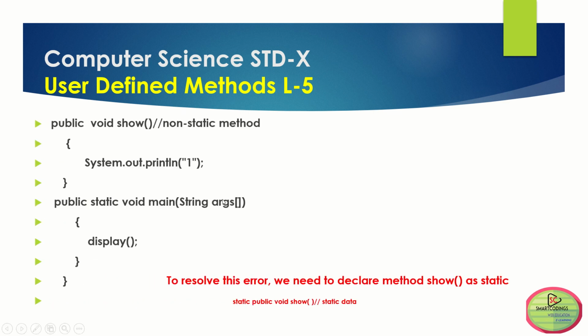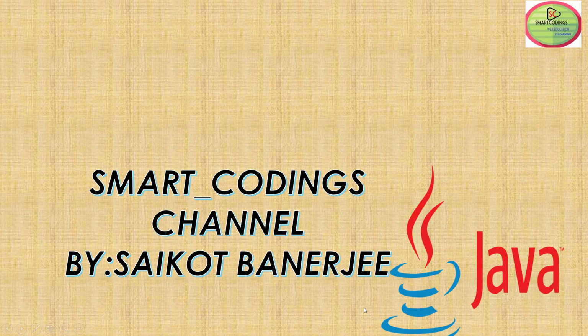So from the main method, I am calling this display. Display method can be called directly because it is a static method. So inside this, a show method is called, which is a non-static method. So it will give a compile time error again. So to resolve this error, we need to declare method show as static like this. Before this show method, we should write here static, which is shown here through a red highlight. I hope it is clear, students.